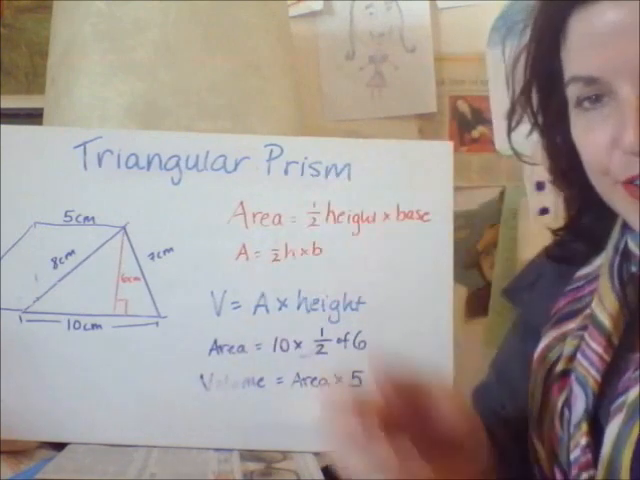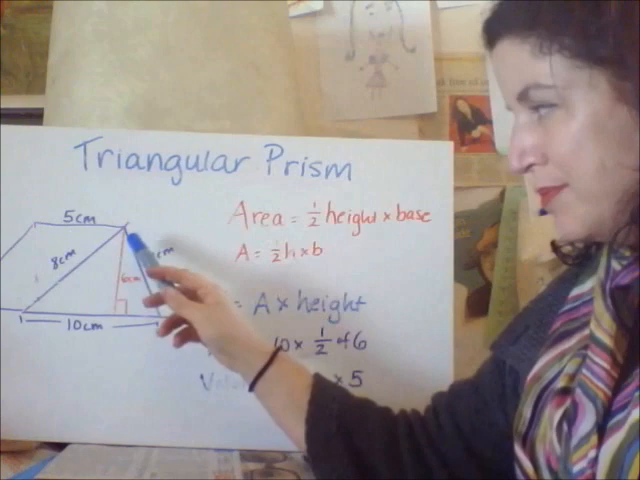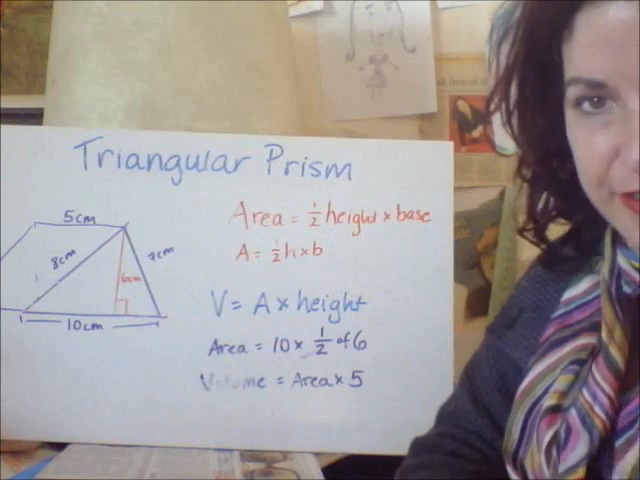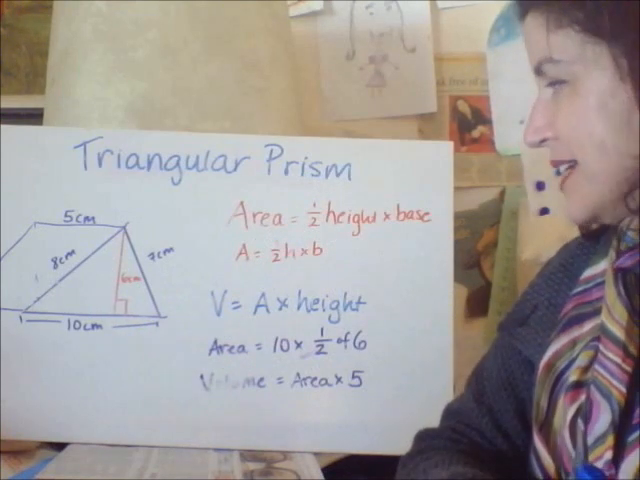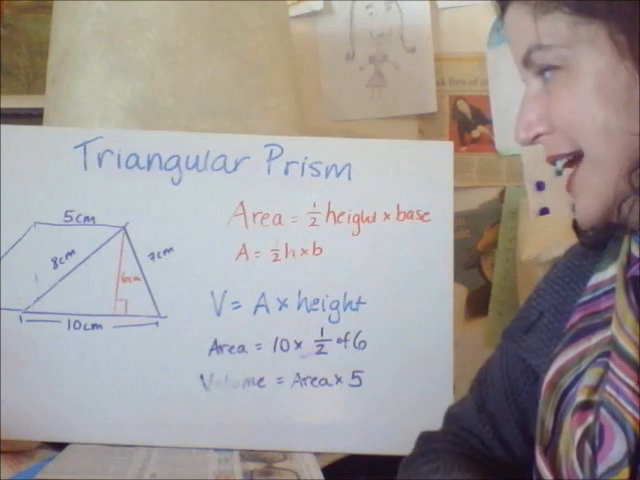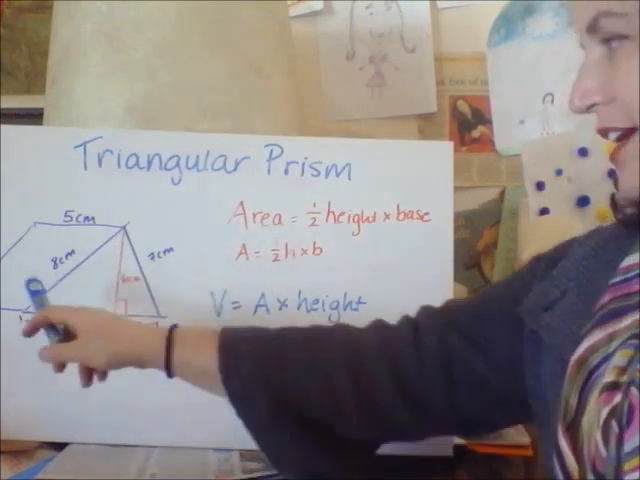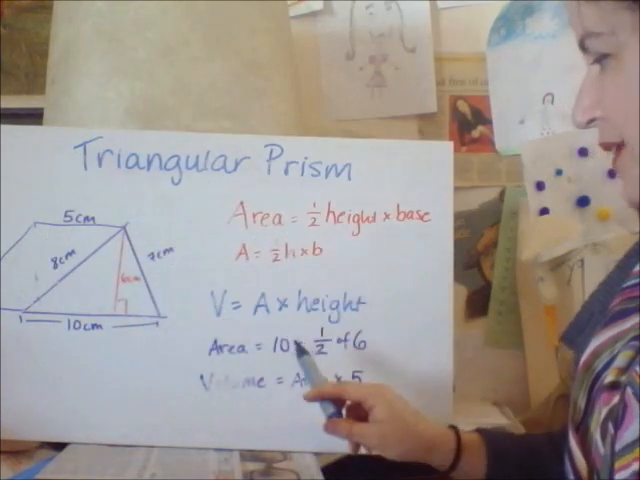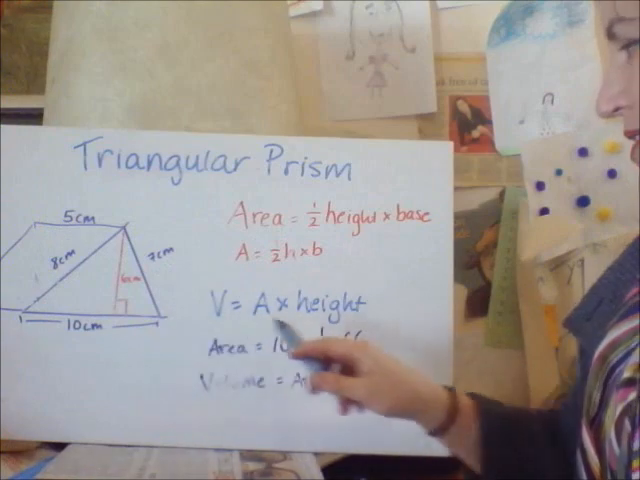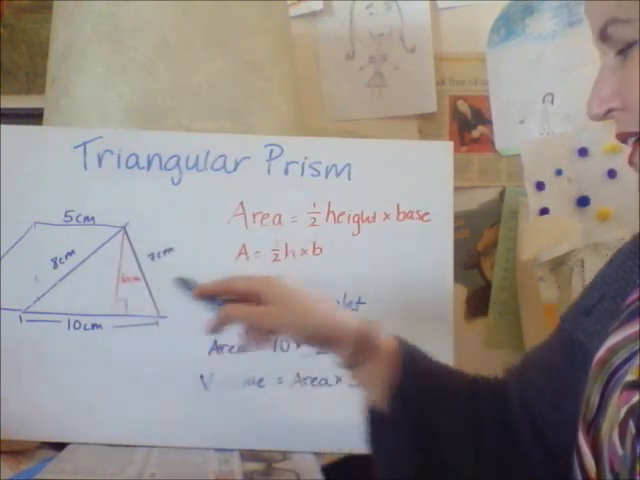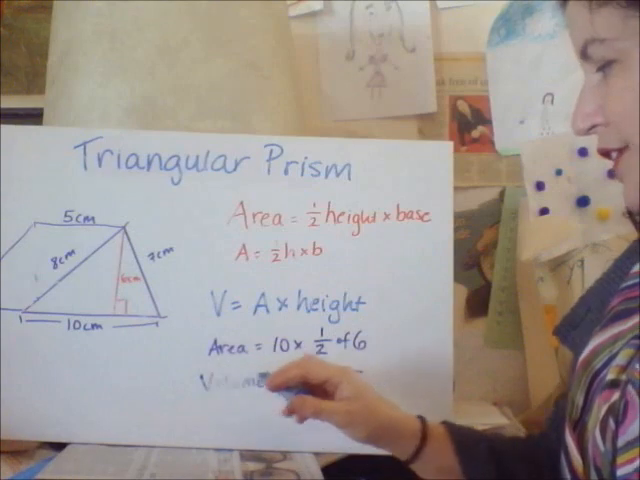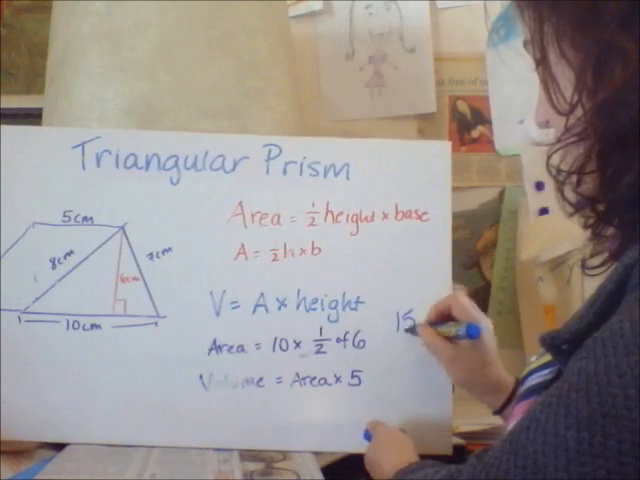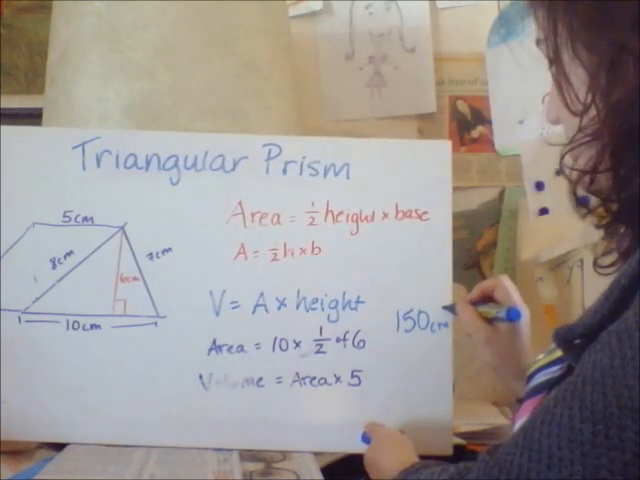Triangular prism. So if you look here, you can see this triangle that we measured last time. You're going to find the area of the triangle, and to do that, remember, area of a triangle is base times half the height. And once you find the area, then you're going to multiply that by the height of the prism. So the area of this triangle is going to be 10, which is this base, times half of 6, which is this height. So that's 30. And then the volume is going to be the area times 5. So 30 times 5 is going to be 150 cubic centimeters.